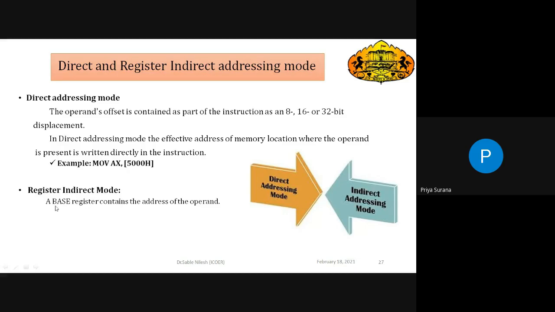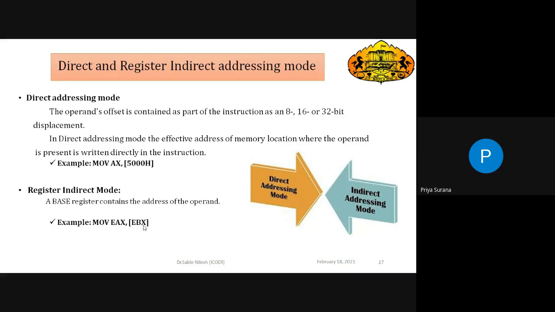A base register contains the address of the operand. So if we check an example, mov ecx, [ebx]. A very simple thing is given. A base register contains the address of the operand. Operand is nothing but data. So square bracket EBX, what does it indicate?